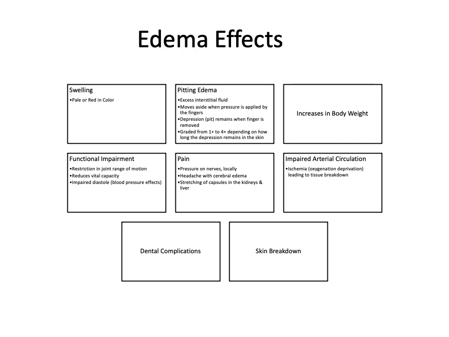We can go into impaired arterial circulation. When you have edema, your blood is not going to the areas as efficiently as it could. When we talk about arterial, we're talking about blood going to different organs and perfusion. You can get ischemia or oxygen deprivation, which can ultimately cause tissue breakdown in those areas.